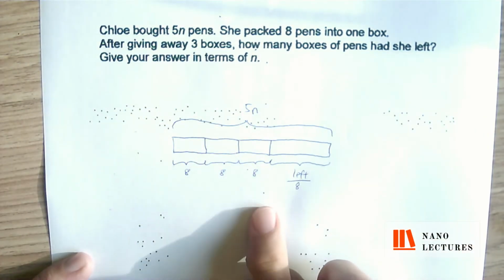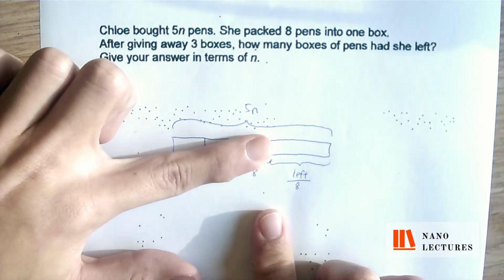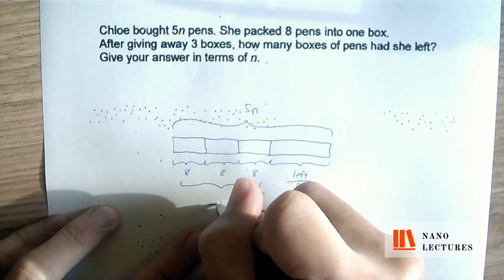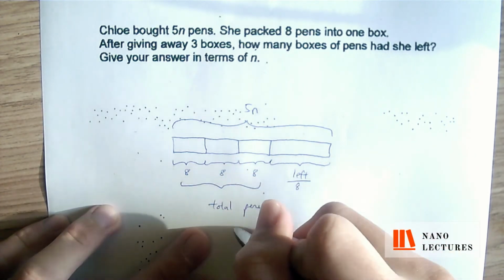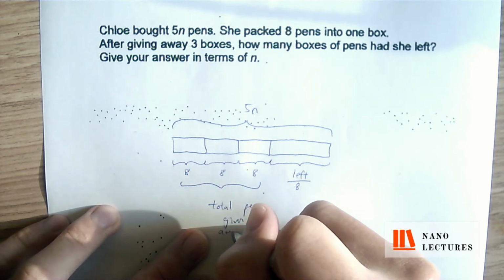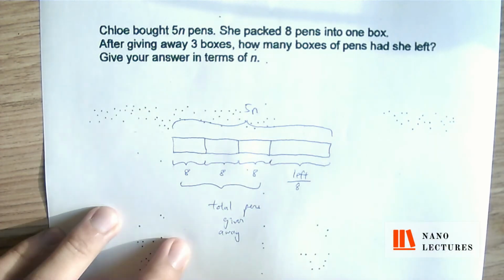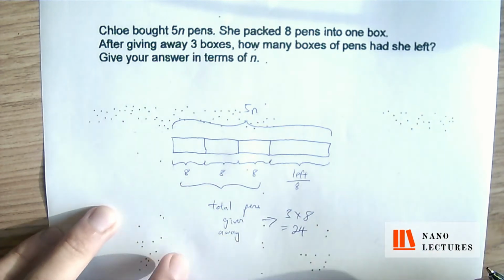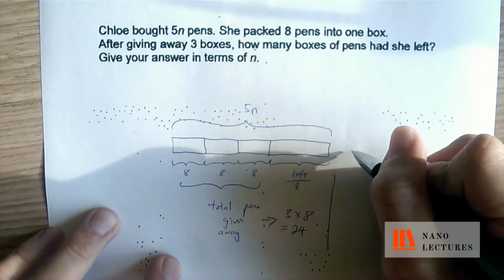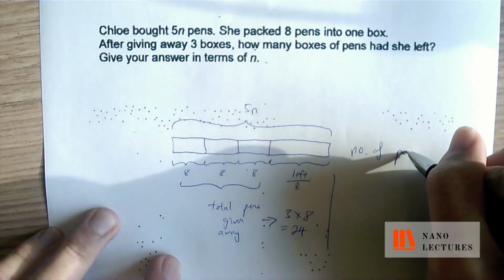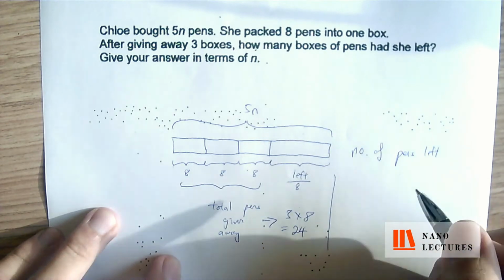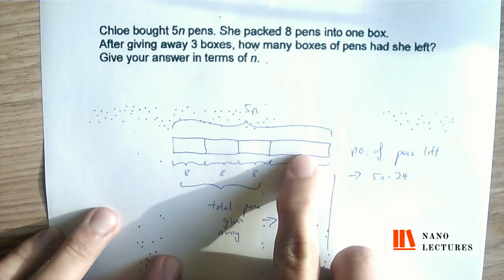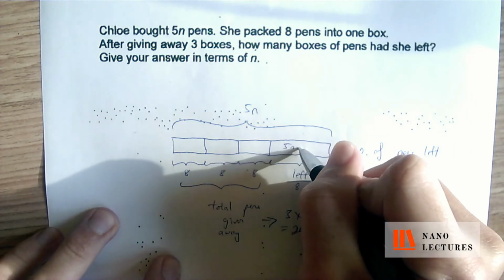Alright, the very first step you have to do is to find out how many pens she has left. So over here, let's find out the total number of pens given away. So remember, write a sentence and then write the arrow: 3 times 8 equals 24. And the number of pens left will be 5n minus 24. This is 5n minus 24 pens.